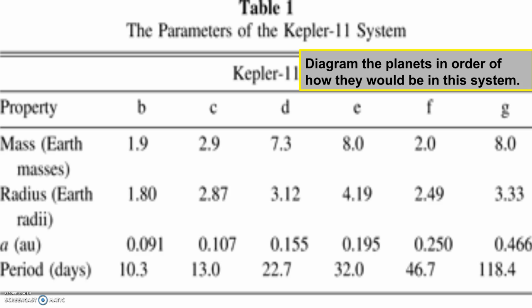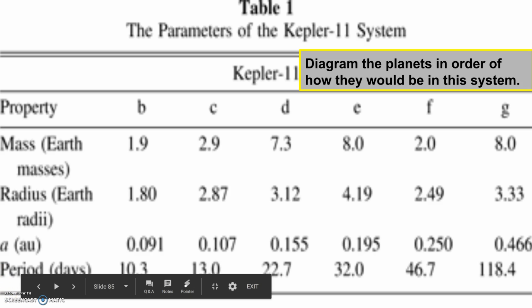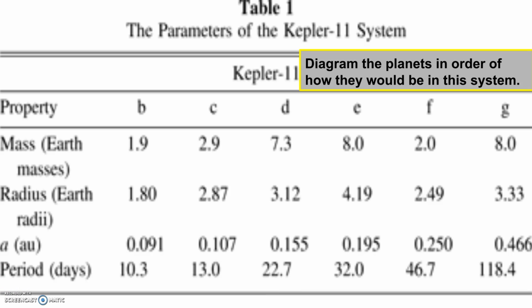If we were to diagram out these planets, put them in the correct order based off this data table, how would you arrange these planets? Notice this time we don't have the distance from the central star, but what we do have is the period of days. And we said there's a correlation between the period of days it takes for a planet to revolve and how far away the planet is. So if a planet doesn't take very long for it to fully revolve, it's going to be closer. There's less distance. If it takes a long time to revolve, there's greater distance.